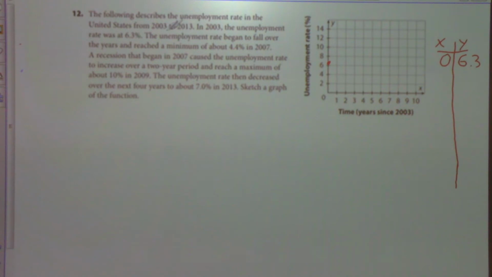But in this case, we have these numbers, and we look at them, we say, okay, well, that's our first year. That's easy, because that's at 2003. And then begin to fall over the years and reached a minimum of about 4.4% in 2007. So on this chart, what corresponds with 2007 here? And how do you get 4? You do 2007 minus 2003. 2007 minus 2003. And then we went to 4.4, right?